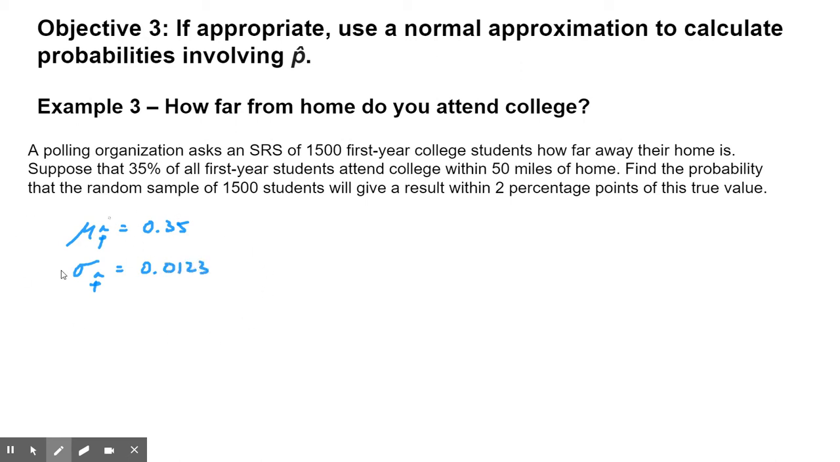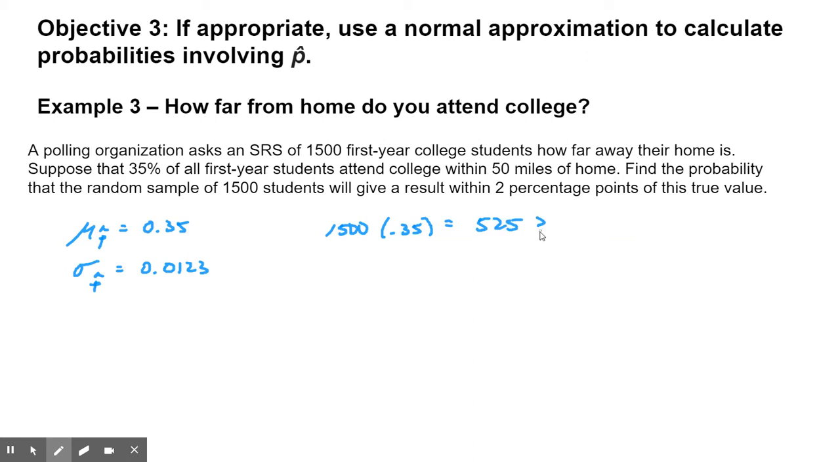Now, these two things will help us build our normal distribution. Let's double check that we have an approximately normal distribution situation by doing the large counts condition. The large counts condition says take n, multiply it by p, and see if that's at least 10. I'm going to do it in a dinky calculator off to the side. So 1,500 times 0.35 is 525.